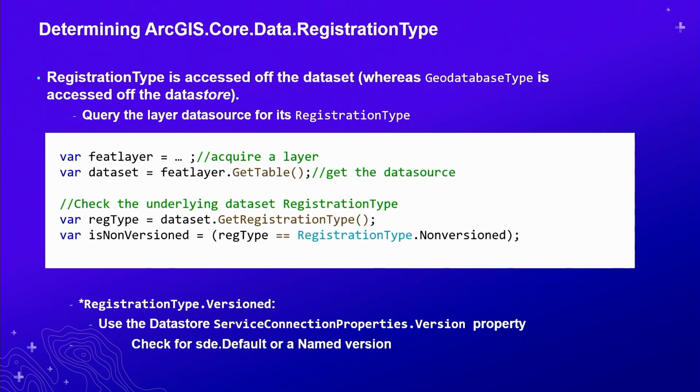Well, registration type is accessed off the dataset, whereas before we saw geodatabase type was accessed off the data store. Simply query the layer data source for its registration type. And that's what I show here. I've got an arbitrary layer. I query it for its data source. And then the return data source, I query for its registration type, .GetRegistrationType. In this case, if the registration type equals RegistrationType.NonVersioned, I'm setting my isNonVersioned flag true. If you have RegistrationType.Versioned and you want to differentiate between default or named, you go a further step and access the service connection properties of the data store and its version property, check for whether it's the default or named version. All right, let's go to Pro.